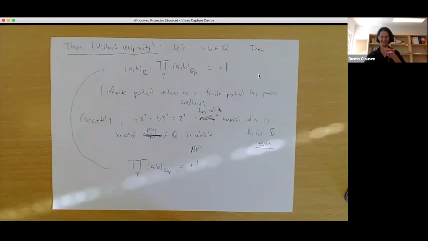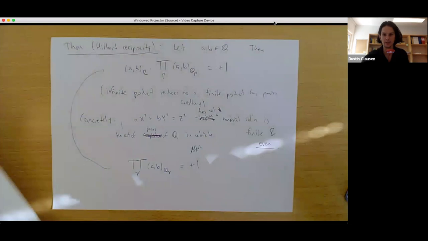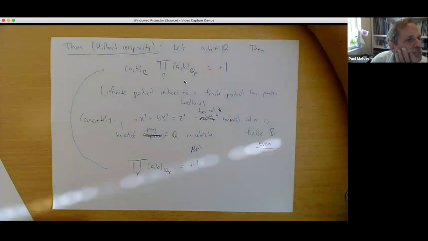Okay, I'm going to move on now. So I want to explain now that the Hilbert reciprocity, the chat is just going wild, eh? But Akhil's on it. Awesome. Okay.